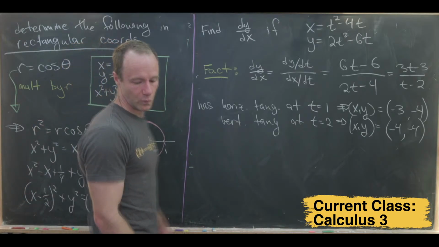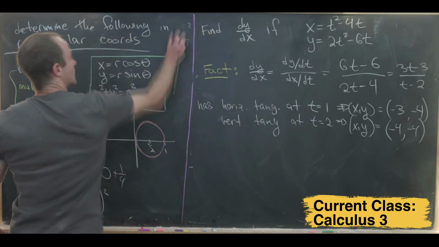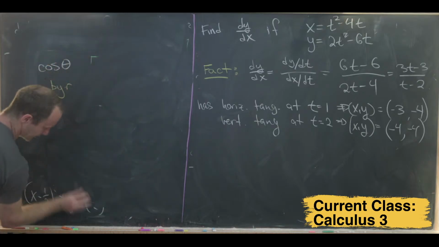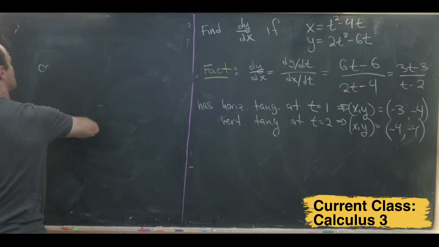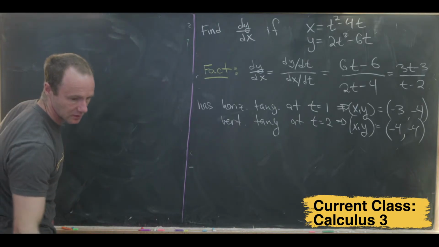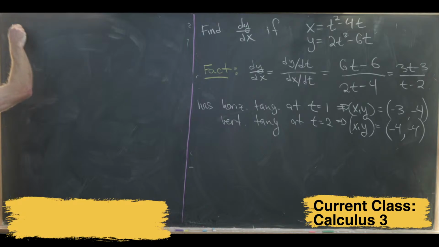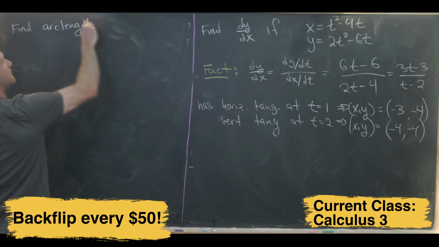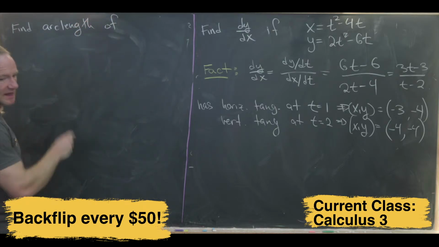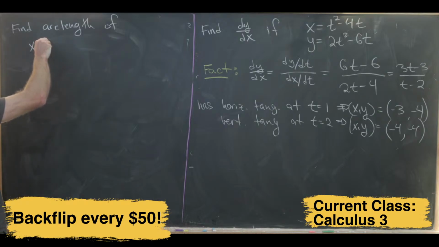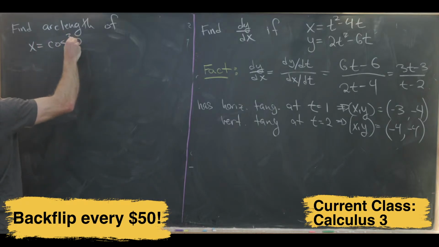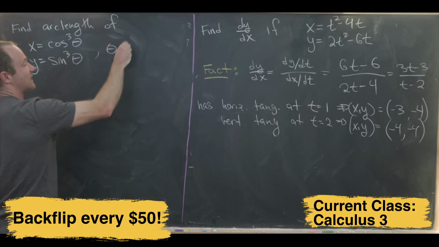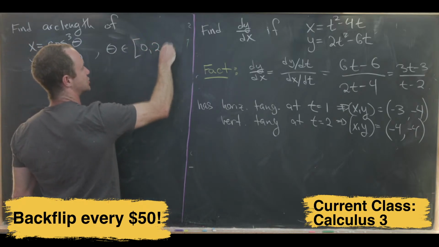So let's do one more. And that would be like maybe finding arc length. So let's find the arc length of the curve defined as follows. Let's say x is equal to cosine cubed theta, y is equal to sine cubed theta, and let's say theta runs from 0 to 2 pi.